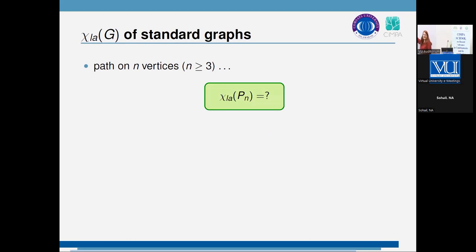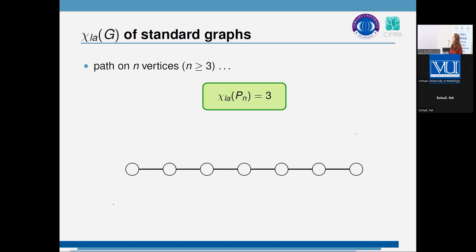So yes, it is at least three because we have a path and it has two pendants, so it must be at least three. You're right, it's exactly three. So let me show how you can prove it. Generally, we prove a lower bound using some argument, and then we have to prove that there exists such a labeling. So let me explain.